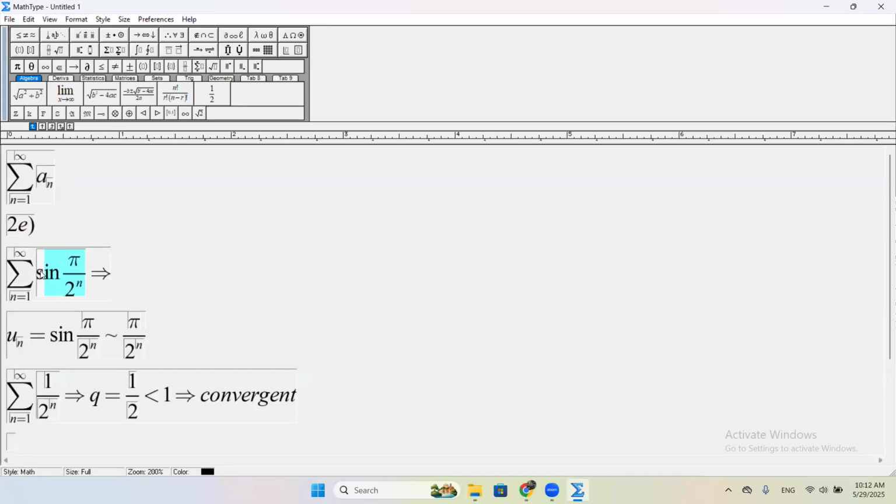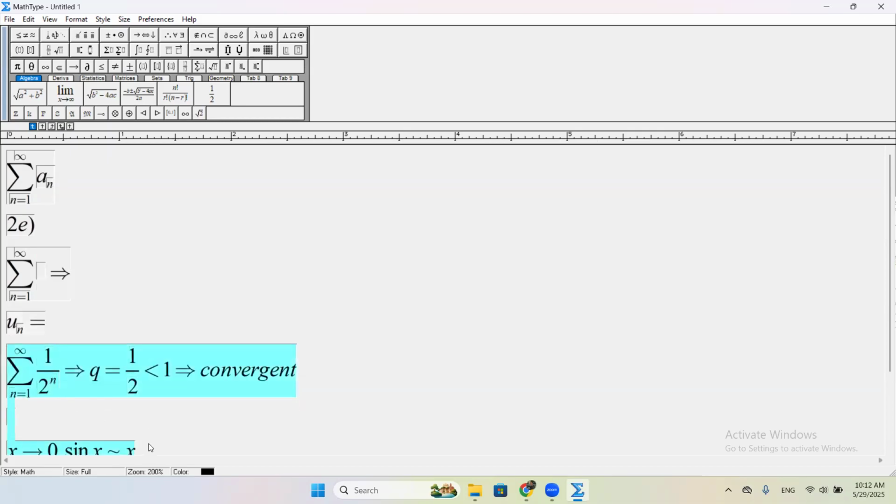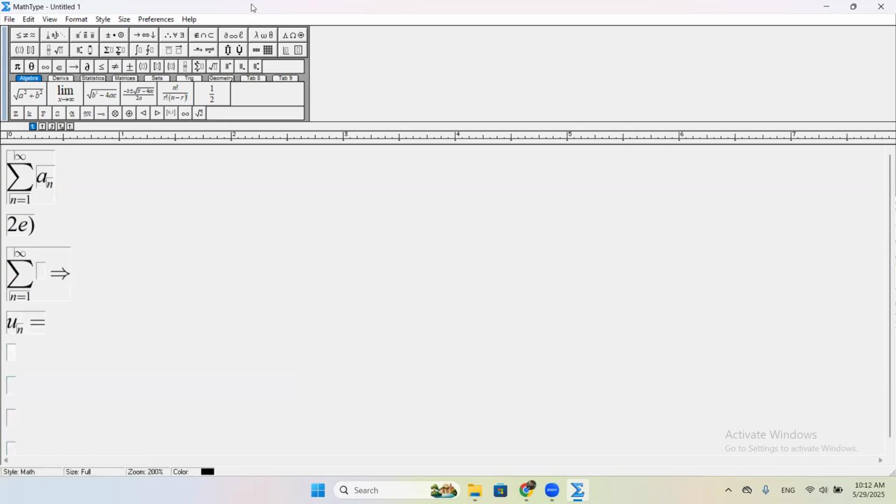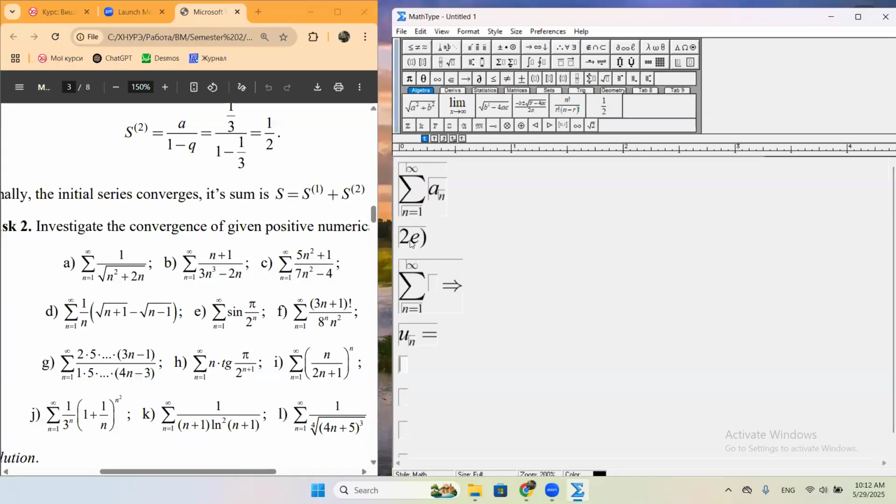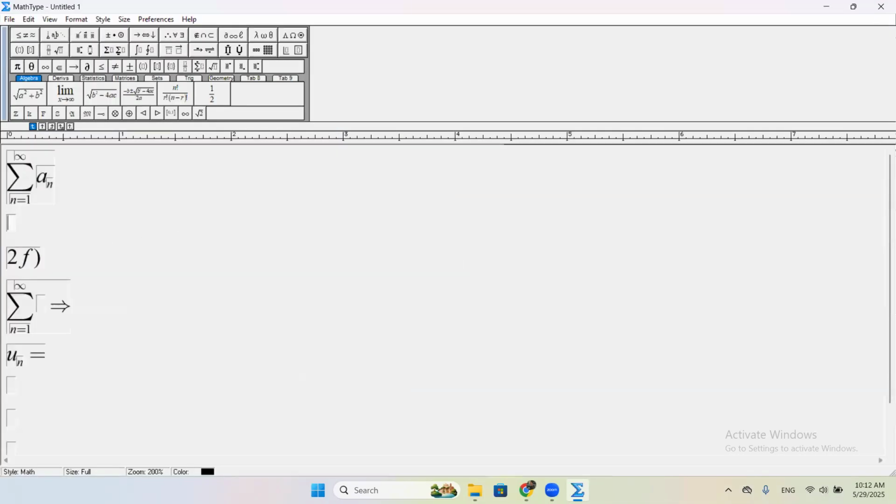Okay, no questions. So moving to the next exercise, 2F. Okay, so here we will use the D'Alembert test. Let me remind you how to use it. So we will calculate the following limit.